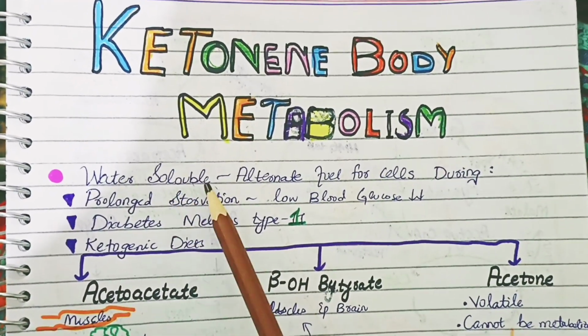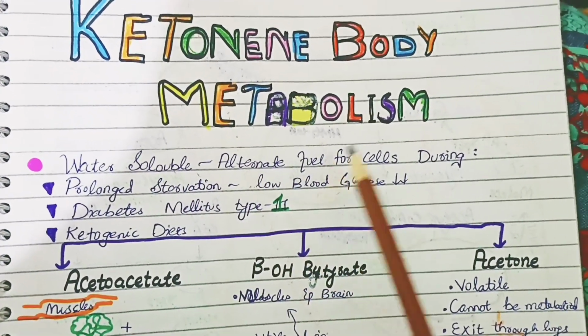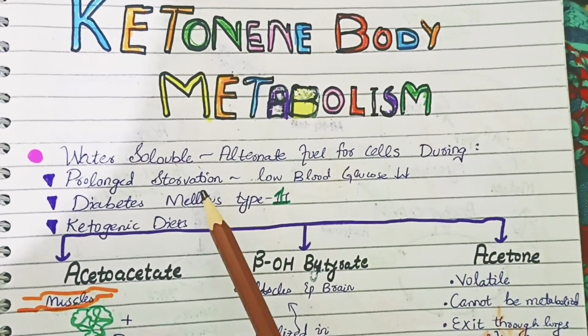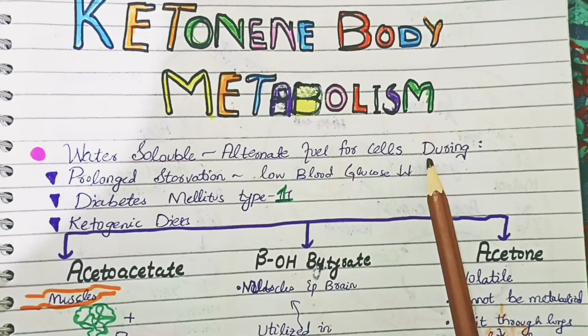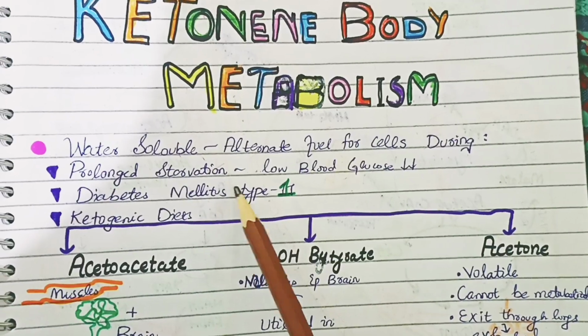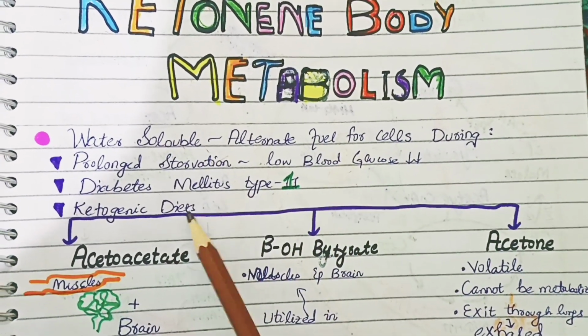In this video, we are going to learn about ketone body metabolism. Ketone bodies are water-soluble compounds and they act as an alternate fuel for the cells during certain conditions such as prolonged starvation, low blood glucose level, diabetes mellitus type 1 and in some ketogenic diets.